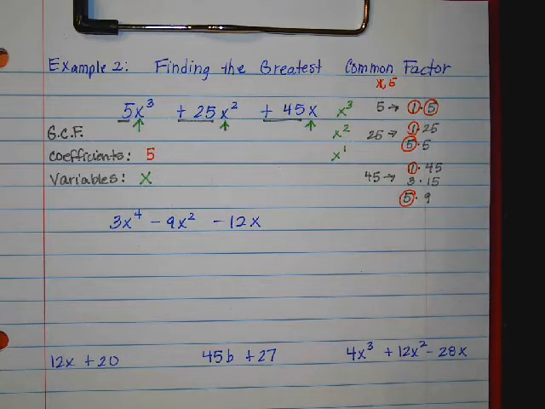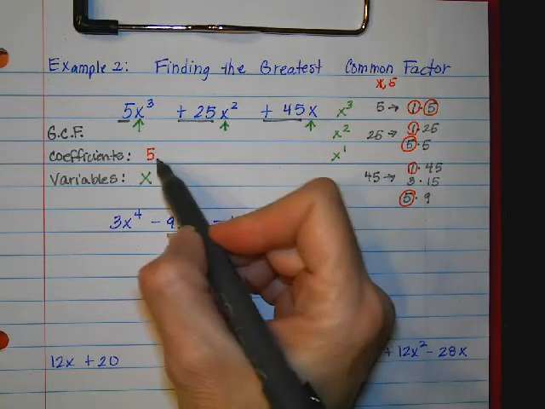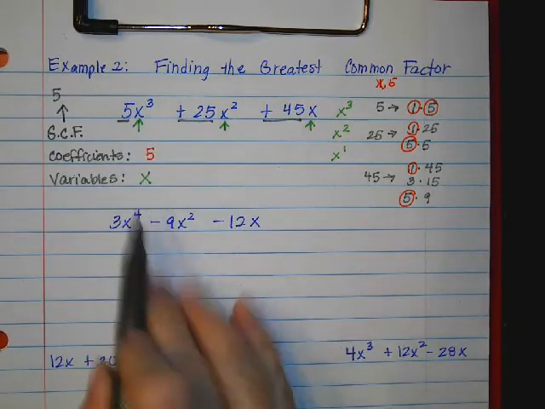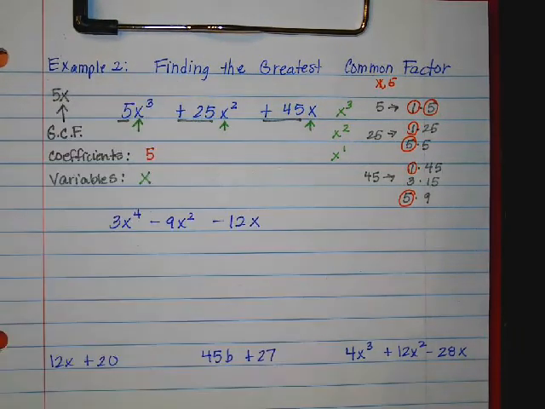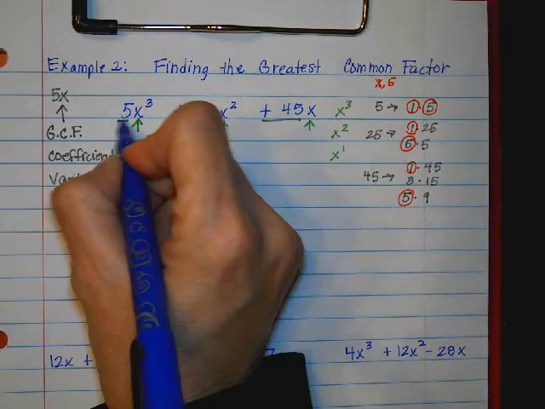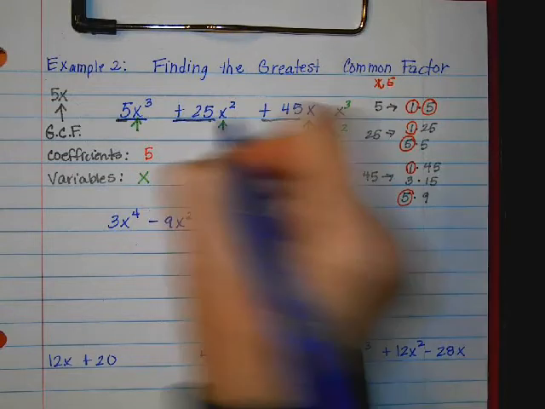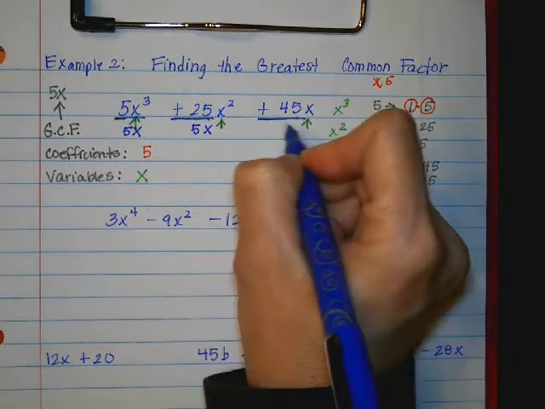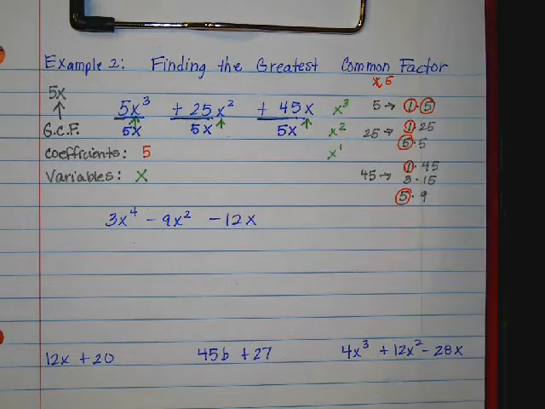So now that we know what we have, we're going to identify our greatest common factor. So we take the coefficient, which is 5. So we'll bring this up here, 5. And then we take the variable and we put them side by side. If one of them is not there, then we just use the 1. So now we know what they are, we divide each term up here by our factor. We divide this by 5x, this by 5x, and this by 5x. Alright, so here we go. Our final answer.